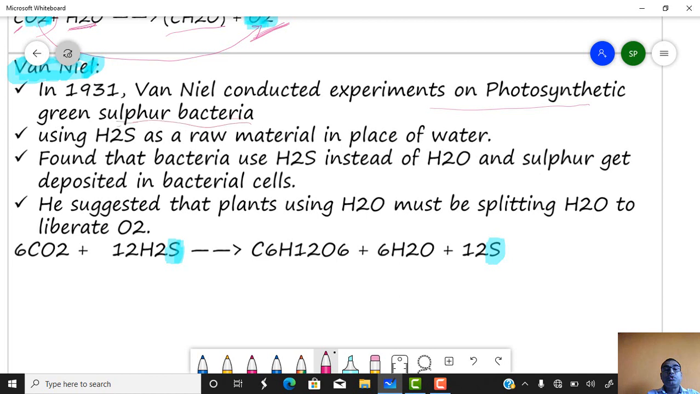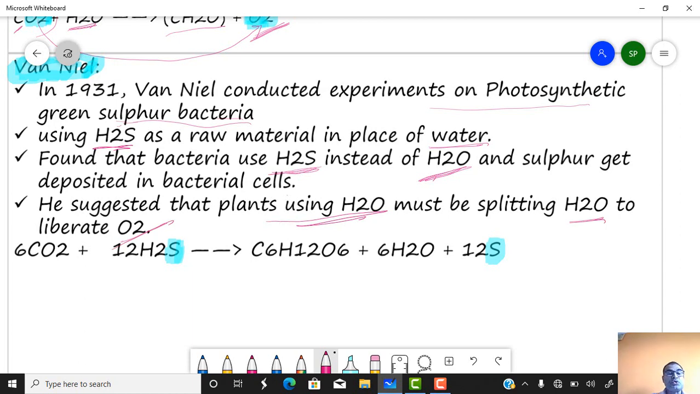Van Niel was the first person, in 1931, to conduct an experiment on green sulfur bacteria. He used hydrogen sulfide, H2S, as a raw material in place of water. He found that the bacteria used hydrogen sulfide instead of H2O, and sulfur got deposited in the bacterial cells. He suggested that in plants using H2O, the water must be split to liberate oxygen.